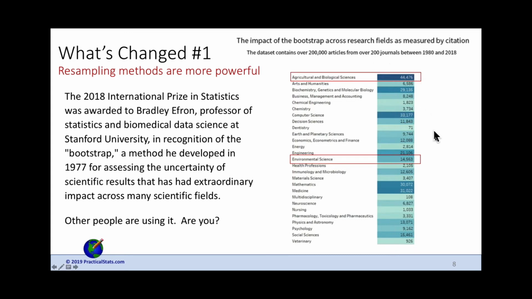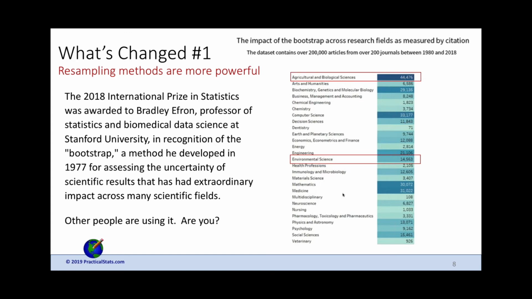In awarding it to him, they went through a whole bunch of journals. This would have been about a year ago, and looked at the numbers of references. I'm sure it was just a text search for bootstrap in different disciplines. And in agriculture and biological sciences, that was pretty large, 44,000 and some. It was one of the larger ones, actually might be the largest one. Environmental sciences were at 14,000, which is actually better than I thought, and certainly more than some others, although there's no evaluation of size, numbers of people, and numbers of papers published in each of these disciplines, I don't think. 14,000 is not bad, though. But it's about half that in mathematics and medicine and so on.